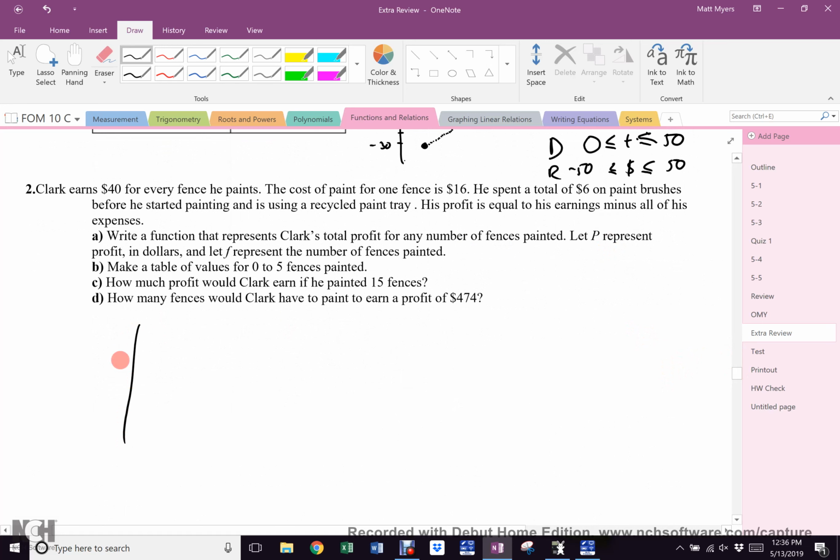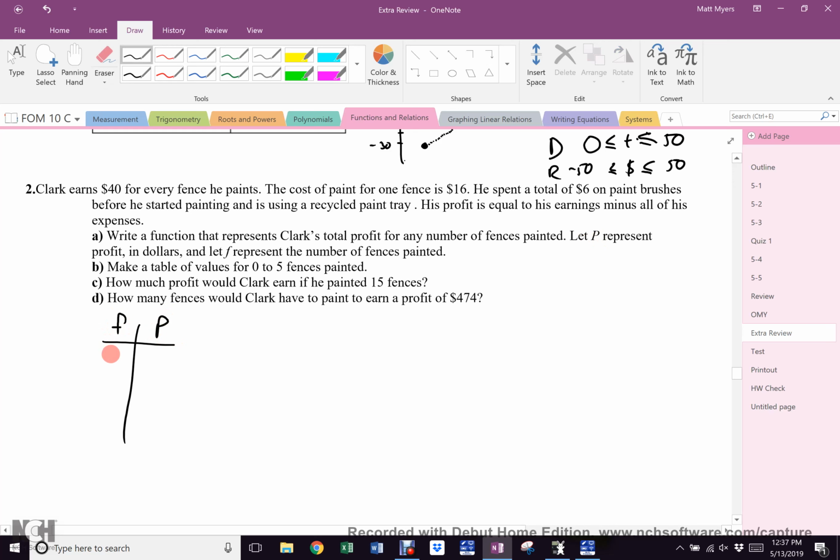Write the function. If I'm going to have a function, I need how many variables? 2. What are the 2 things that change for Clark? Number of fences and money, right? Which is the IV? What's over here? Fences, and what's over here? Money. Or we said P is profit.